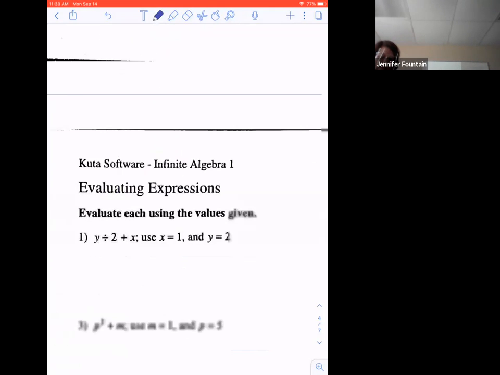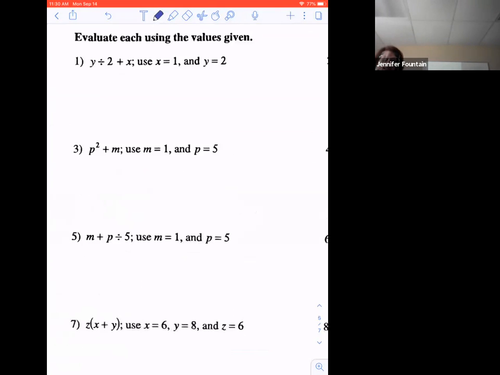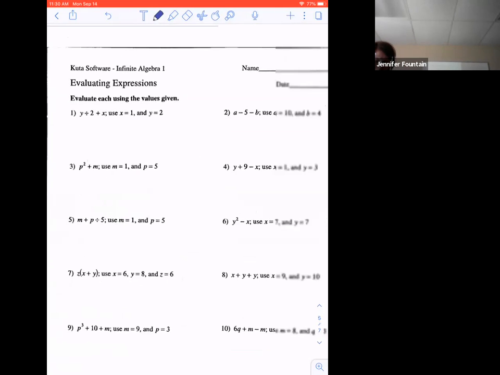All right. Evaluating using the given values. So in this section, I have to make sure that I plug in the number that they have told me to use. All right. One of the things that I like to do, because let's see.